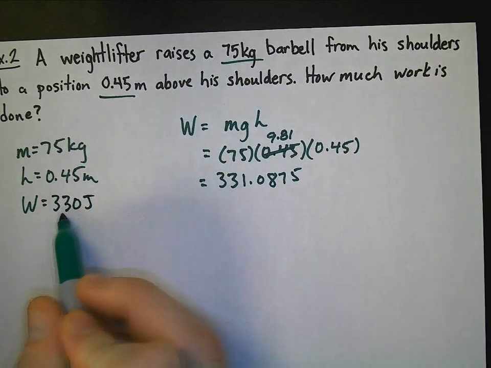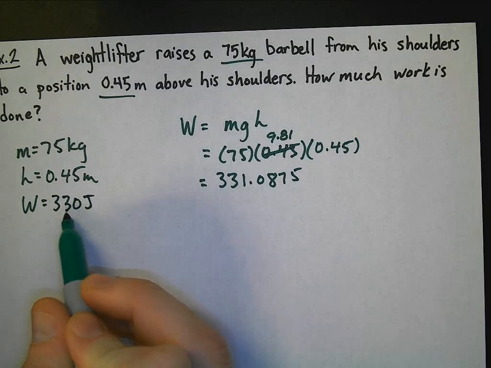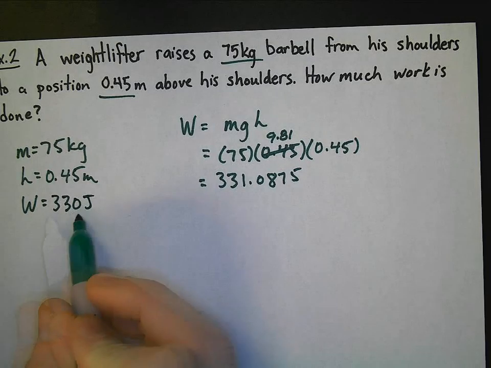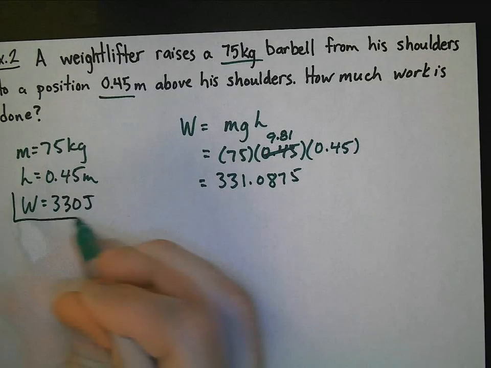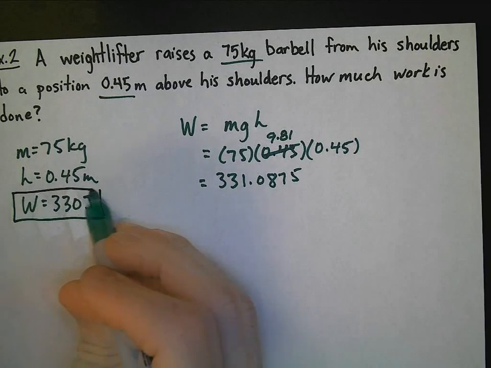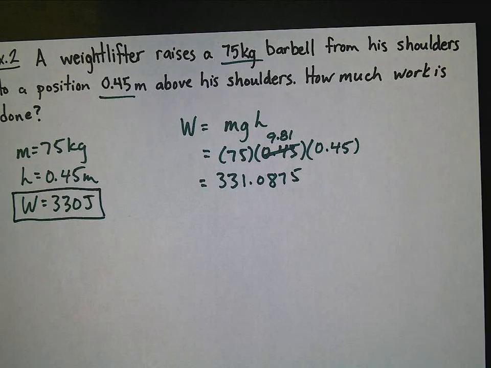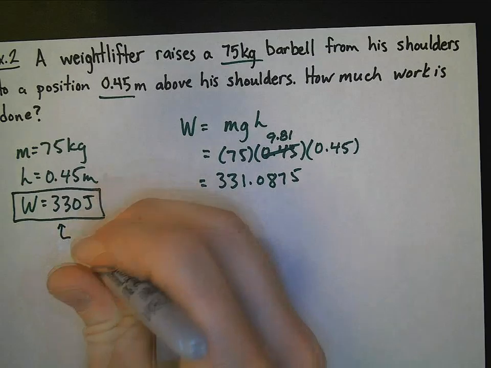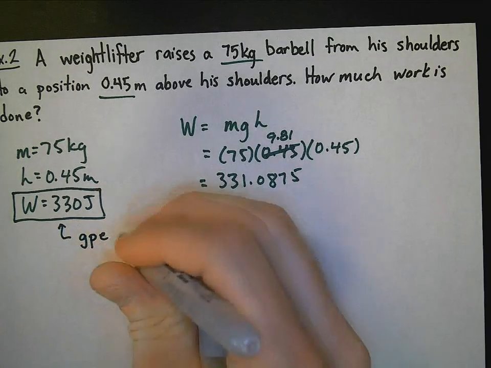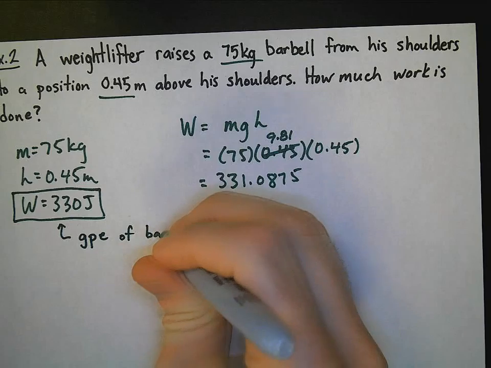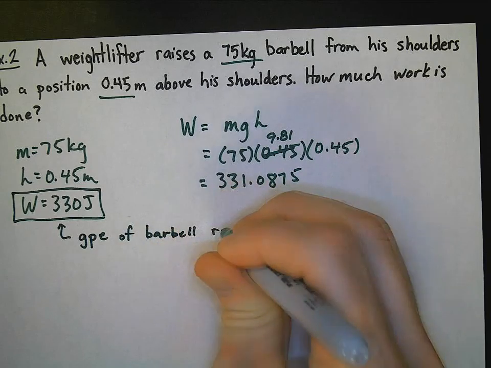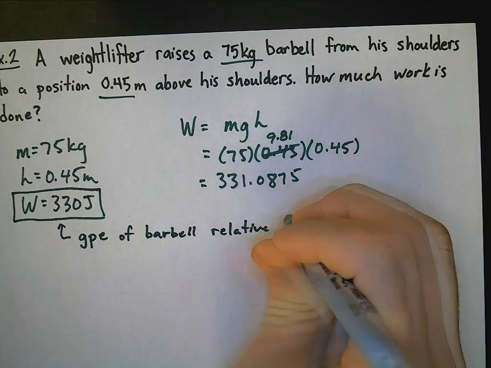Remember, trailing zeros after two non-zero digits is not significant. So that's why this answer here has only two significant digits. This answer as well, we got 330 joules. That's the work done. This is also the gravitational potential energy of the barbell relative to the shoulders.